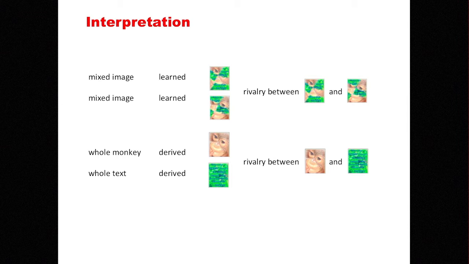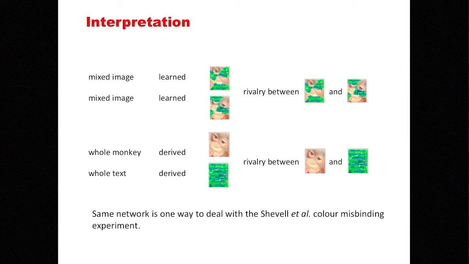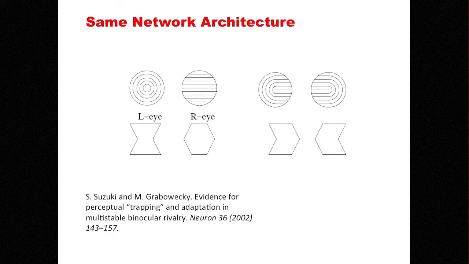It's not greatly surprising the brain puts it together. We're all quite good at jigsaw puzzles and things. But the same thing is going on in the Chauvel colour misbinding experiment. Instead of monkey text, what you've got is essentially the horizontal vertical going with the colours. You can use a similar network, although later I'll show you a slightly better network for it. Okay. And here's another pair of rivalry experiments that do the same thing. These are rather beautiful.